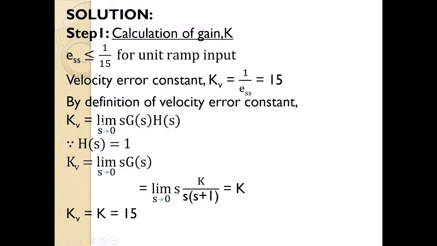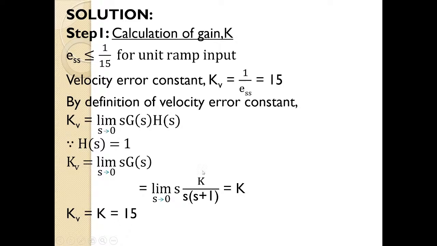Now here we already know kV is equal to what? Limit s tends to 0, s g of s h of s, where h of s is 1 based on the diagram that has been given. So kV is limit s tends to 0, s g of s. What is g of s? It is k by s into s plus 1. So s cancels, isn't it? Limit s tends to 0, substitute here, k by 0 plus 1 you will get. So what is kV? kV is equal to k. Write it down. kV is equal to k.